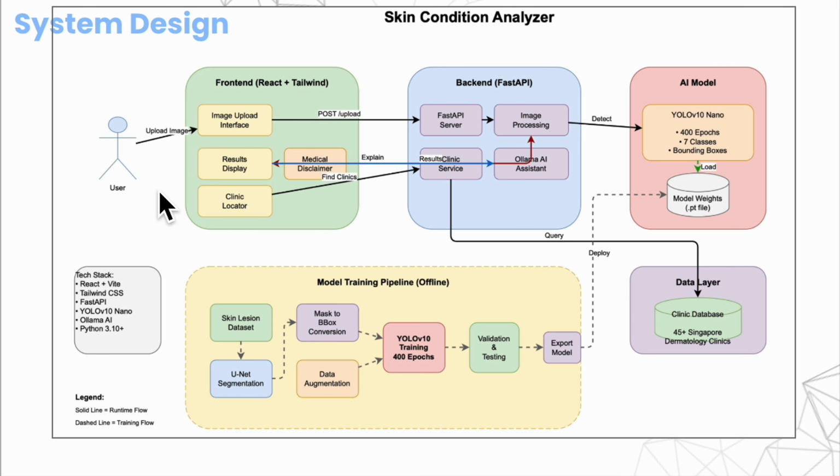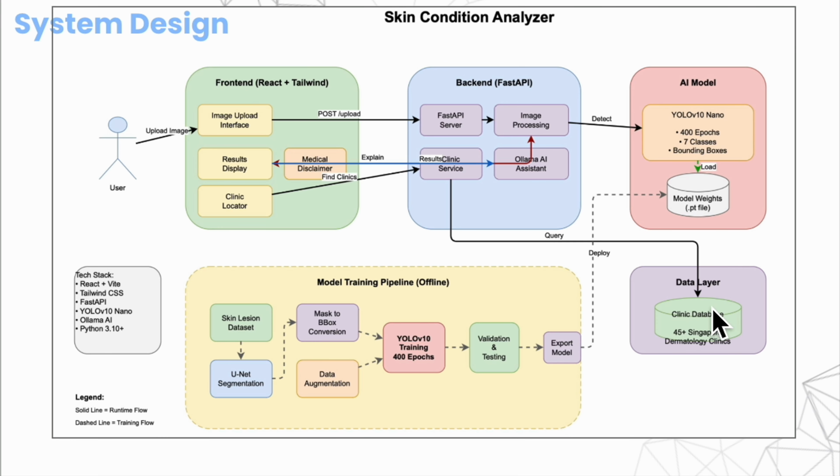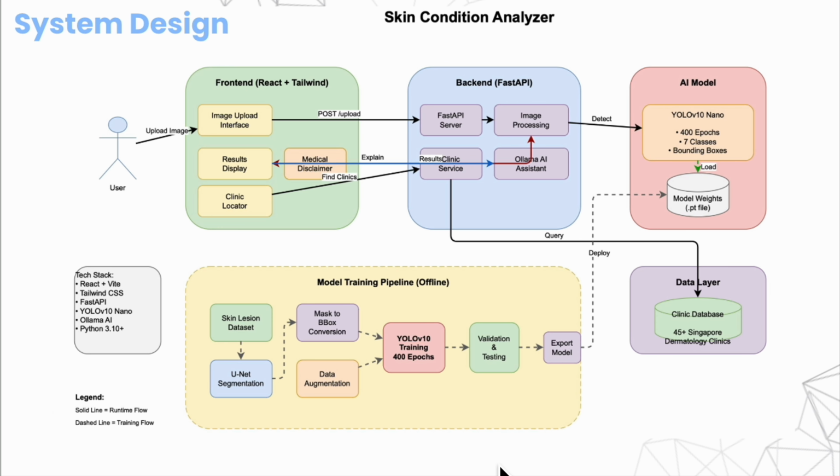The user interacts with our front end, built with React and Tailwind. They use the image upload interface to send a post request with their image. This hits our backend, which is built with FastAPI. The server handles image processing and sends it to the AI model for detection. The AI model is a YOLOv10 Nano that loads pre-trained model weights. It detects one of the 7 classes and returns the bounding box information.